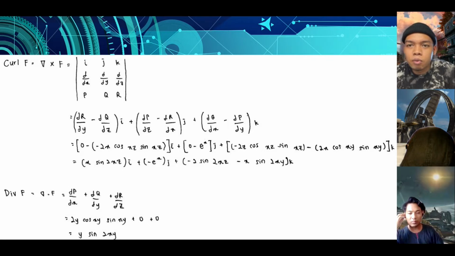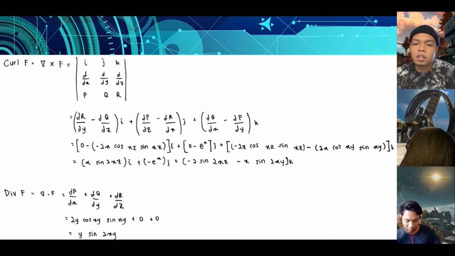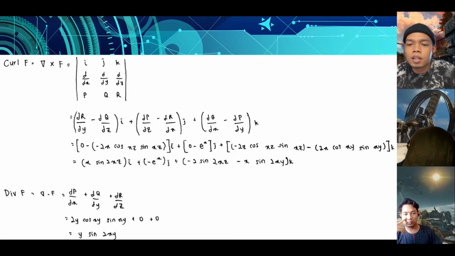Today I want to present curl F and divergence F. As we can see, the formula we get is (dR/dy minus dQ/dz)i plus (dP/dz minus dR/dx)j plus (dQ/dx minus dP/dy)k.